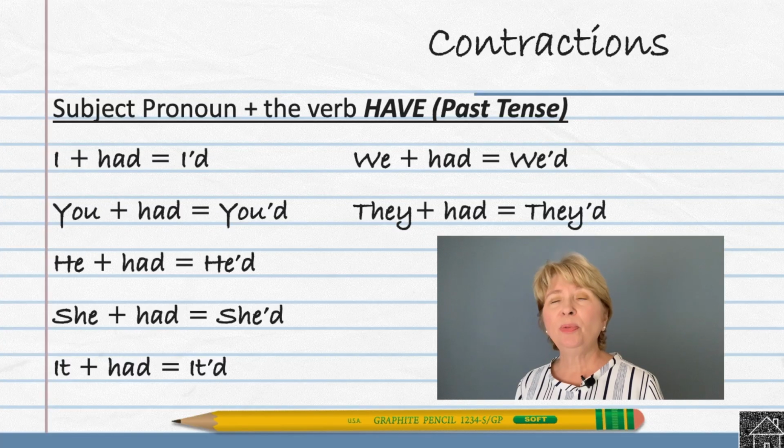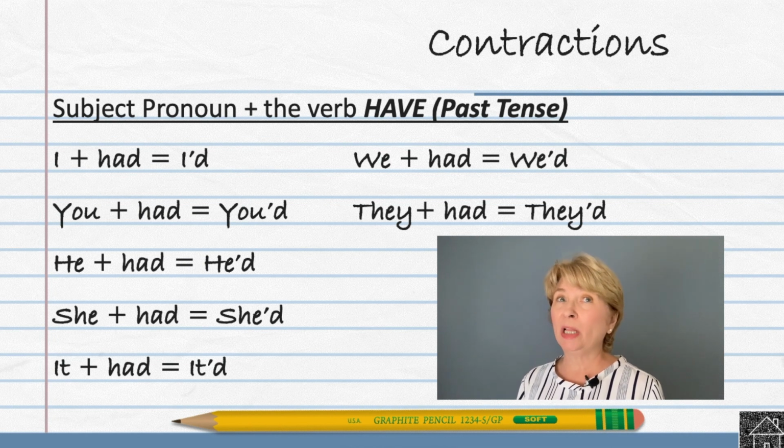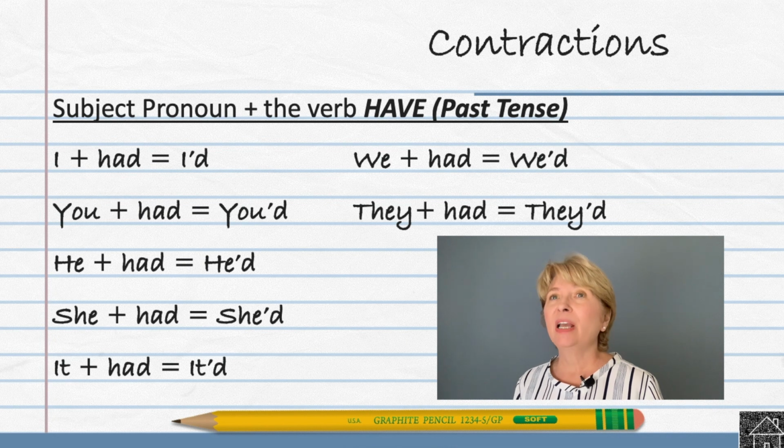Now let's look at the past tense of have and see how we make these contractions. I plus had is I'd. You plus had is you'd. He, she, and it plus had becomes he'd, she'd, and for it, it's it'd. For the plurals, we plus had is we'd. It sounds like the undesirable plant in your garden, a weed. And finally, they plus had is they'd.